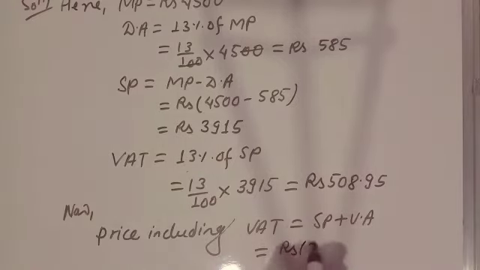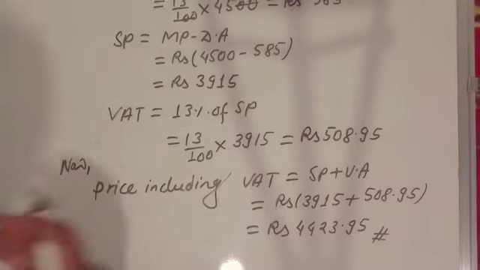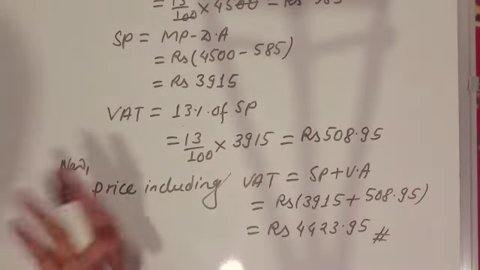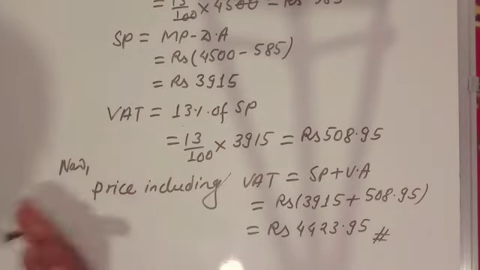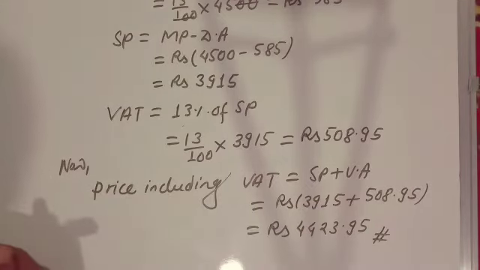SP is 3915 plus 508.95. This equals, this is our final answer. In the question, if MP, discount percent and VAT percent are given, at first find the discount amount, then find SP, then find the VAT amount, at last find the price including VAT, that is SP plus VAT amount.